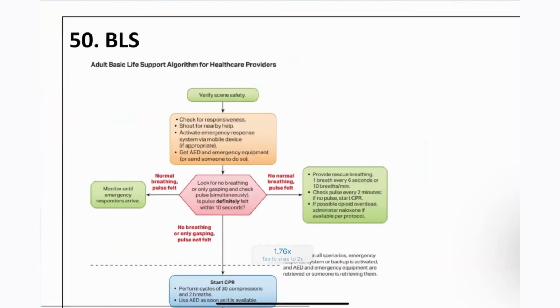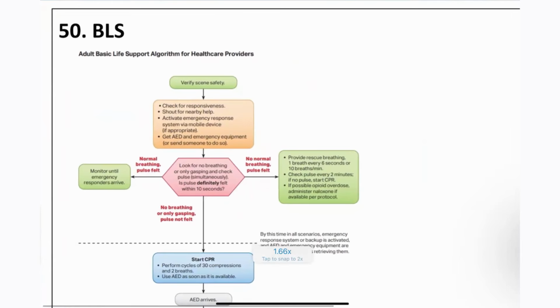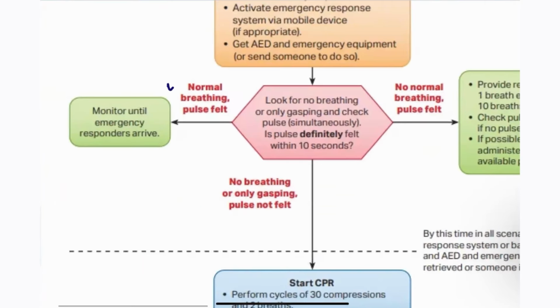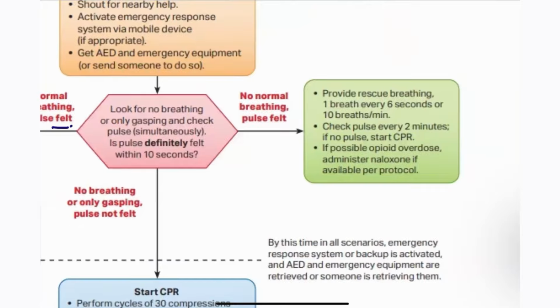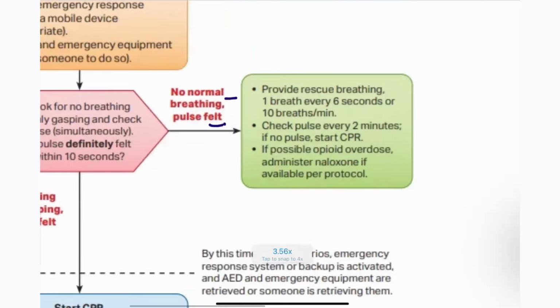Next, fifth, the last topic for today, that is the BLS algorithm. First, you have to see whether the patient's breathing is present and pulse is present. Then you proceed with further supportive treatment as needed. If the patient does not have breathing but pulse is felt, give rescue breathing. If it is an opioid overdose, give the antidote. If it is not due to that, then give oxygen.